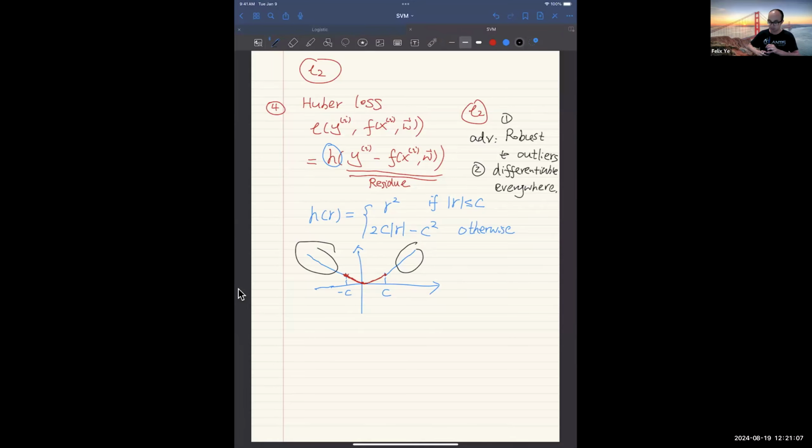Right, so basically this solves the problem that if we're using L1, it's not differentiable at the point of origin. If we're using L2, it will be sensitive to outliers. If we're using Huber loss, it can solve both problems at the same time. Okay, so let me show you some figures here.